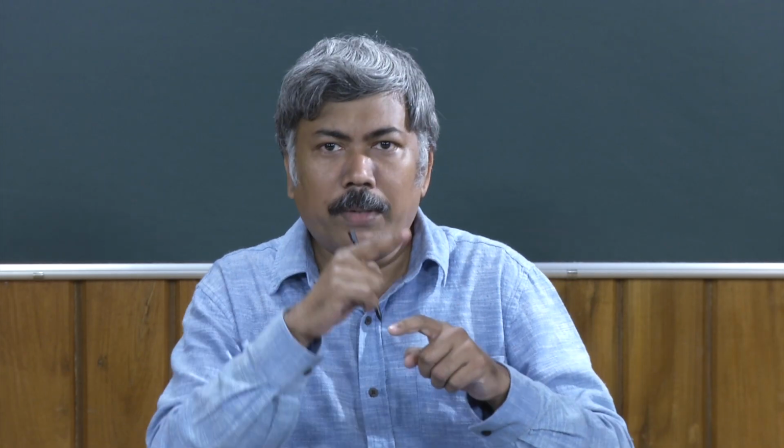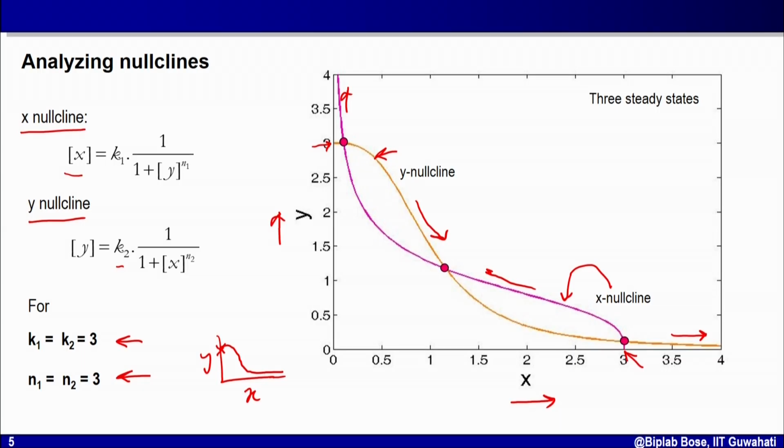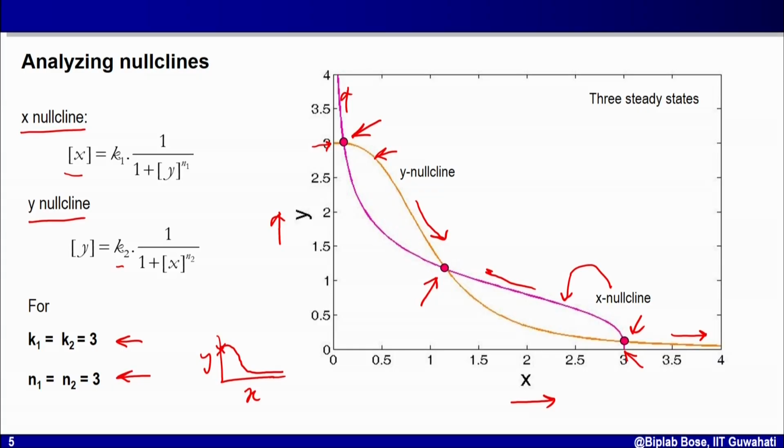So I have two sigmoidal curves. Both of them are inverse, but they are in the opposite direction. And as you can see, they are intersecting at 3 positions as I have marked by the red dots. If you remember, the intersections of the x and y nullclines are nothing but the steady states. So that means when k1, k2 equal to 3, n1, n2 equal to 3, I have 3 steady states, because the nullclines have intersected at 3 positions shown by these red dots.